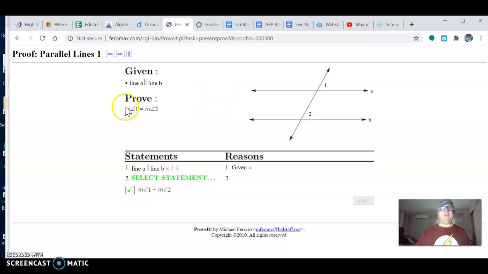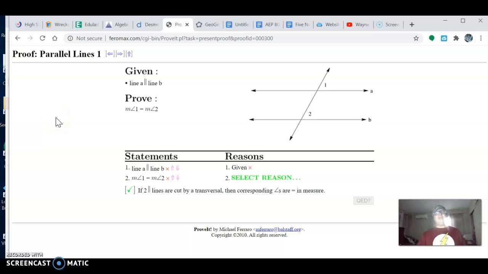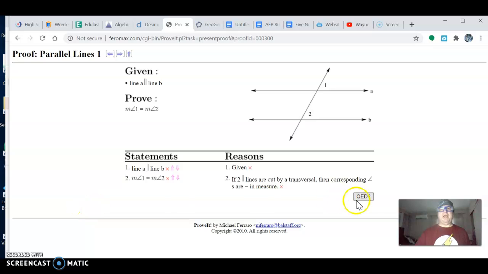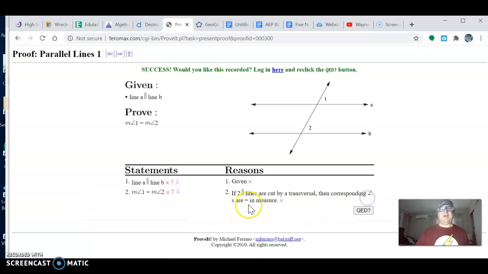Then they go to the picture, and it says prove angle 1 equals angle 2. This is a really easy one, but some of them need the easy one. If two lines are cut by a transversal, then corresponding angles are congruent or equal in measure. So there you go, and then QED means you're done, obviously. Success. So there's instant feedback, which is also excellent for students.